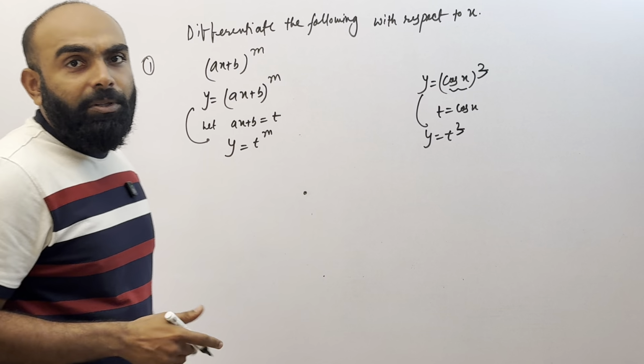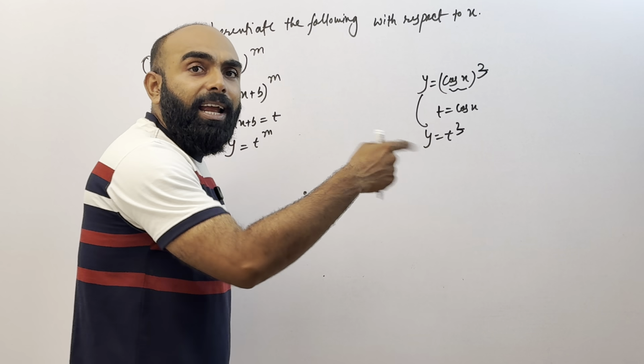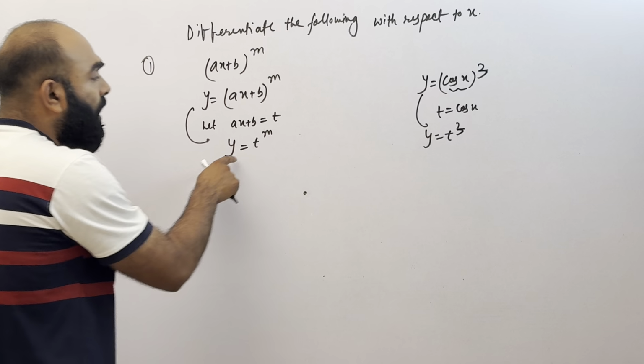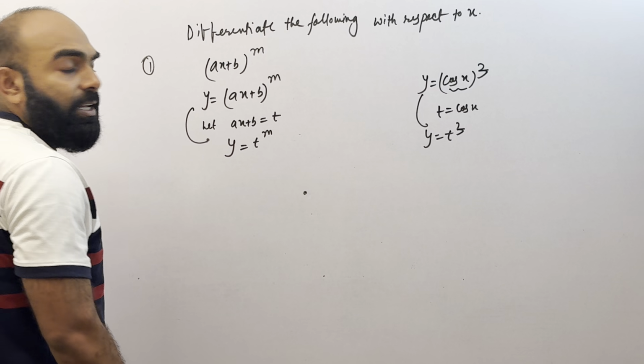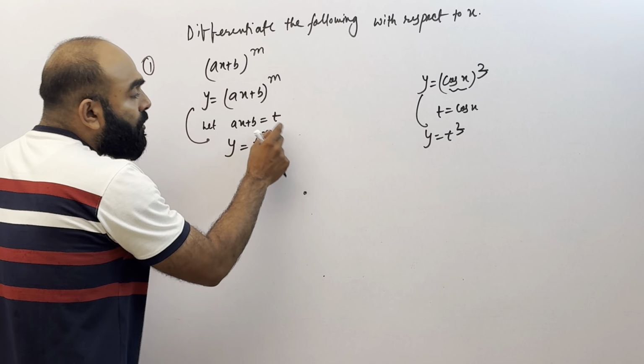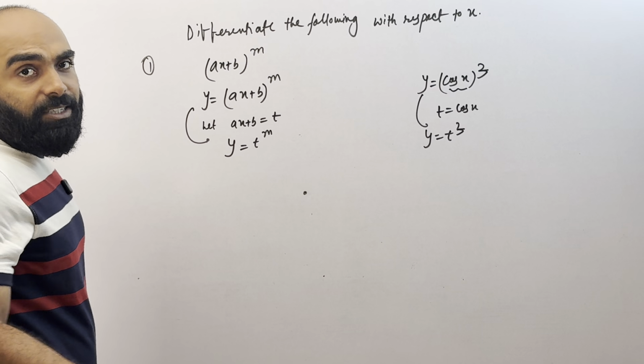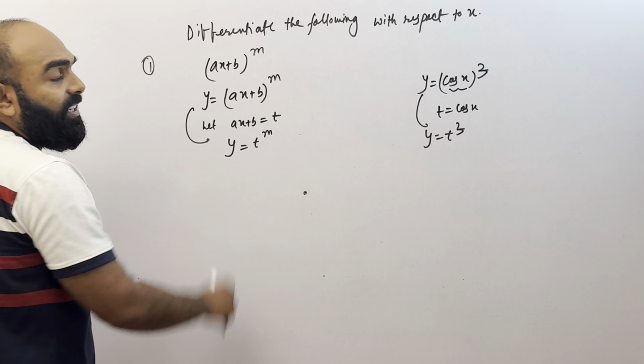Y is equal to t to the power 3. So this becomes the form of x to the power n. Same here, this becomes y is equal to t to the power m. So this is a form of y is equal to x to the power n, and here the function is t.